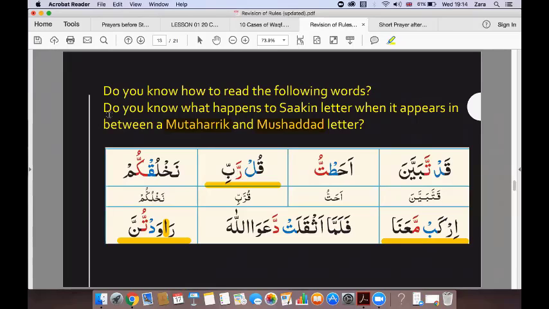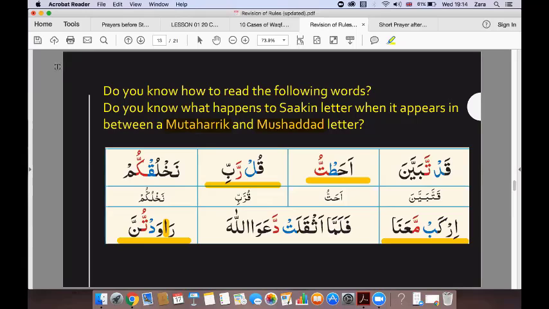Let's see how N473 does with this then. So N473, could you read this example for me, please? Okay. Ahadtu. Yeah, well done. Ahadtu.